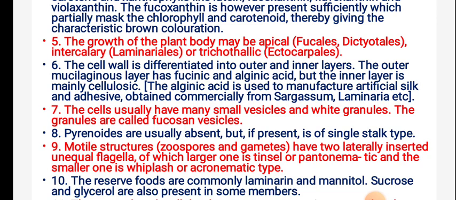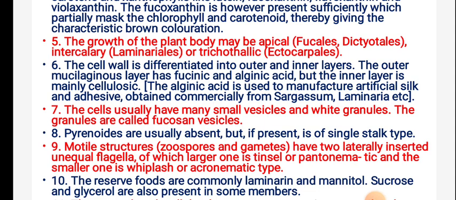The cell wall is differentiated into an outer and an inner layer. The outer layer is mucilaginous and has fucinic and alginic acid, but the inner layer is mainly cellulosic. Alginic acid is used to manufacture artificial silk and adhesive, which is obtained commercially from Sargassum and Laminaria. Then the cells usually have many small vesicles and white granules.